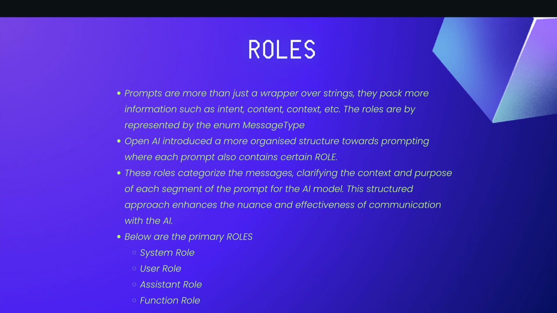The assistant role represents the AI's response to the user's input. More than just an answer to the question being asked, it's also crucial for maintaining the flow of the conversation. By tracking the AI's previous responses, which are essentially its assistant role messages, the system ensures coherent and contextually relevant interactions. The function role is something which deals with a specific task or operation during the conversation.